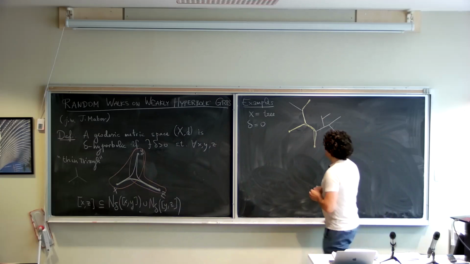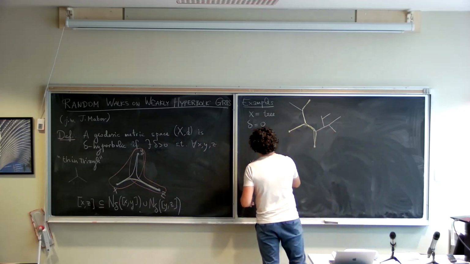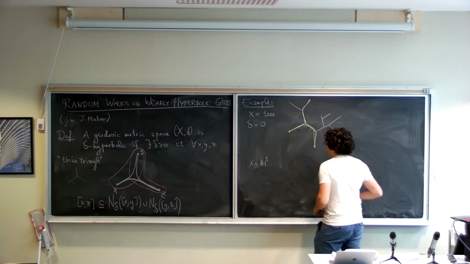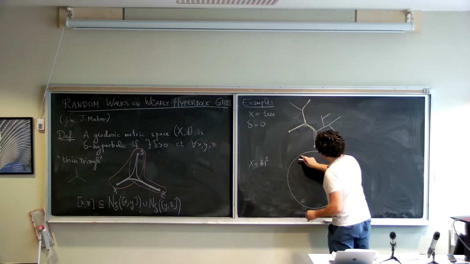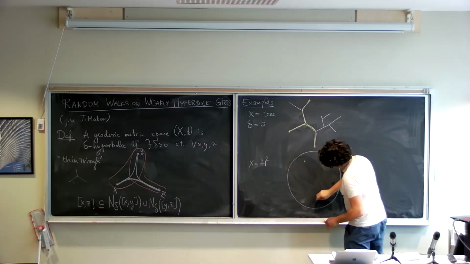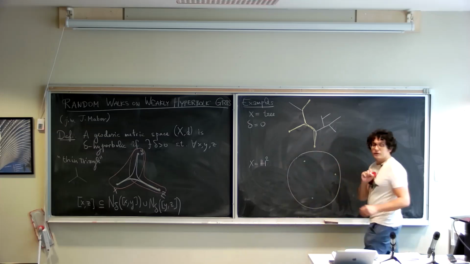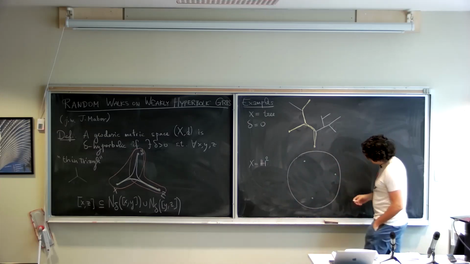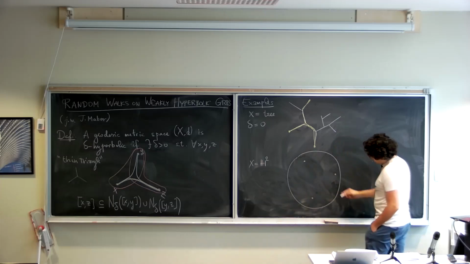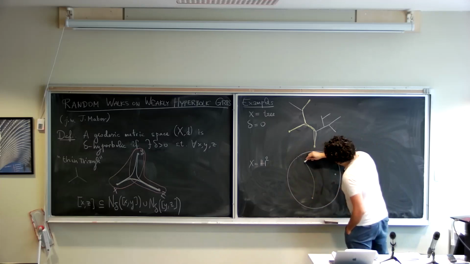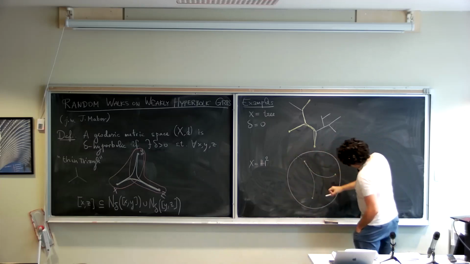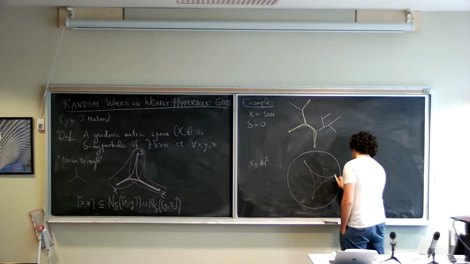Then another classical example would be X to be H2, the Poincare disk or the hyperbolic plane. In that case, if you take 3 points, the geodesics are arcs of circumference which are orthogonal to the boundary. So the geodesics look somewhat like that.